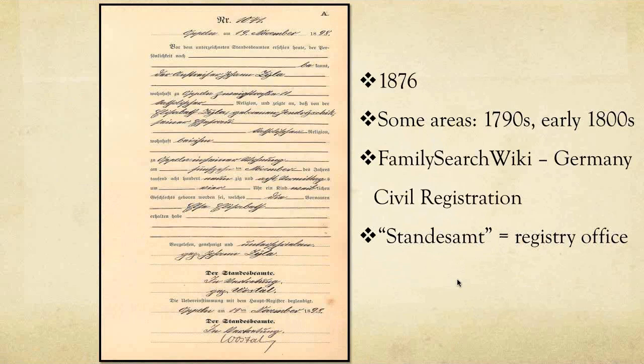And on your handout, I also gave you a website for a list of the different registry offices in Germany. So check that out too. But luckily for us, MyHeritage has wonderful, wonderful collections where you can find so many of these vital records. Like I said, in just a few minutes, I found multiple records for my own German ancestors.